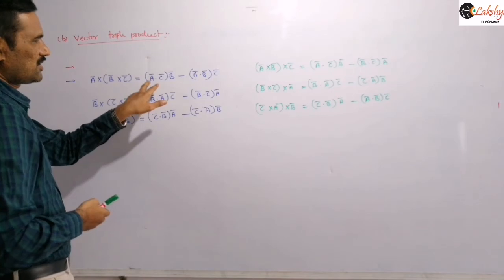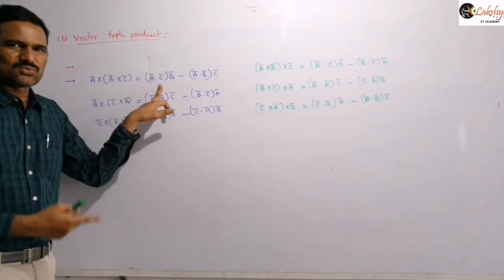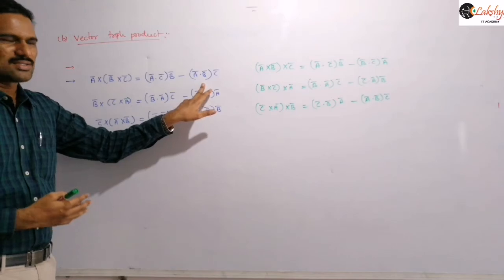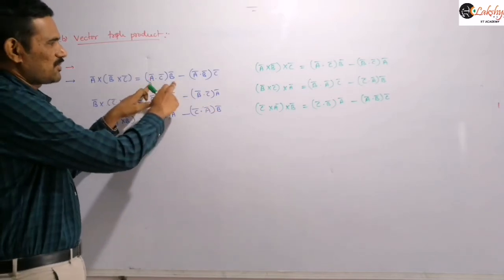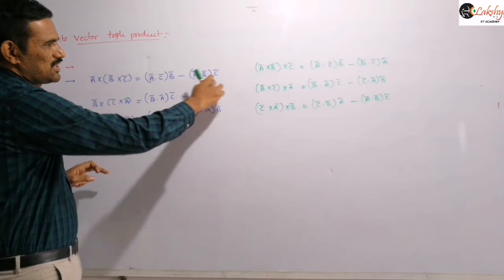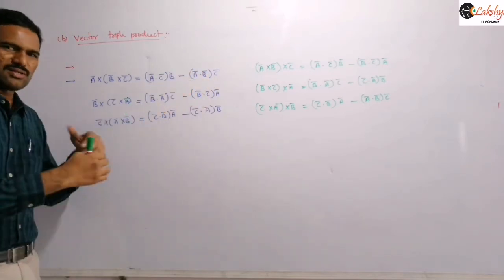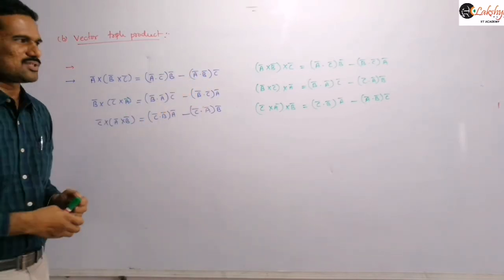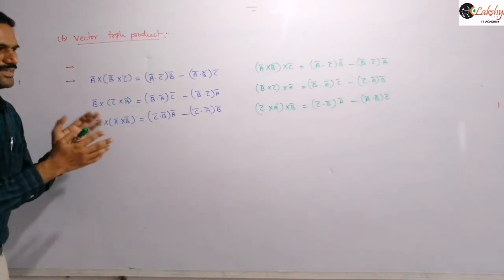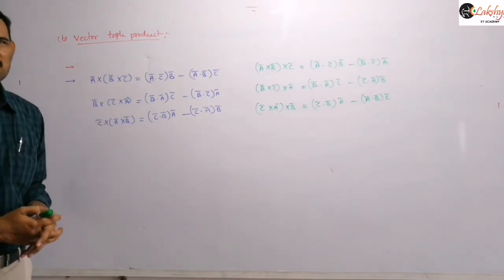Now we can observe that the dot product of two vectors gives a scalar. That means this value is a scalar, and we are multiplying it with a vector. So this gives one vector, and the other term also gives another vector. So the resulting value will be another vector.